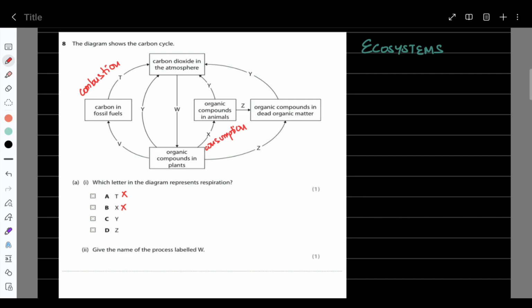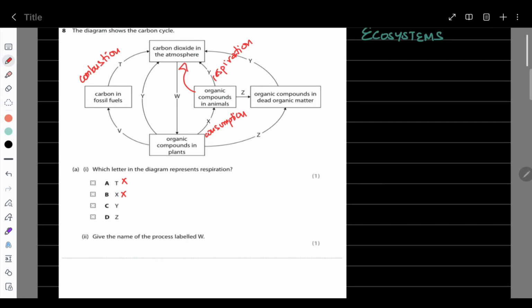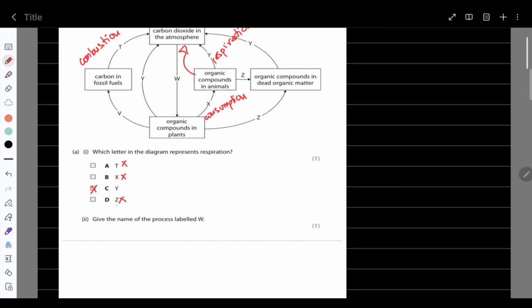Let's see what Y talks about. Organic compounds in animals have turned to carbon dioxide in the atmosphere. So this process, yes, this is respiration, because when animals respire, they break down these organic compounds to release energy. During this process, carbon from the food is released as carbon dioxide, and this carbon dioxide is then exhaled into the atmosphere. So our answer is Y. And Z is not the answer again.